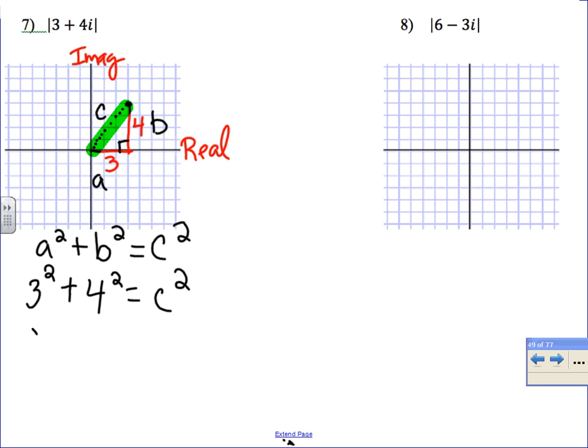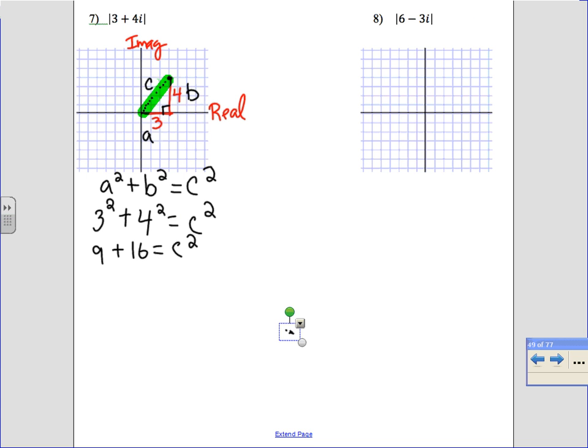So 3 squared is 9, 4 squared is 16. So that is all equal to c squared still. Next step, we need to add the 9 and 16. So we have 25 equals c squared. Now, that is not solving for c, so you need to ask yourself, how do I get rid of c squared? You need to take the square root of both sides to get rid of the square. That's something that you probably haven't learned yet. So just want you to remember, to get rid of a square, you take the square root of both sides.